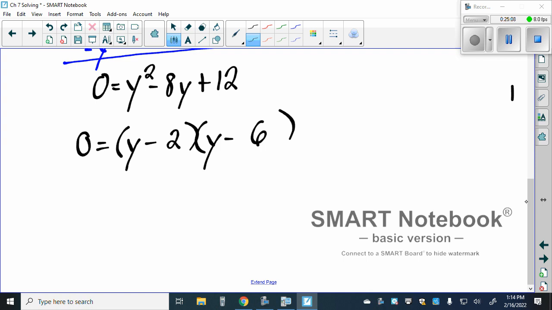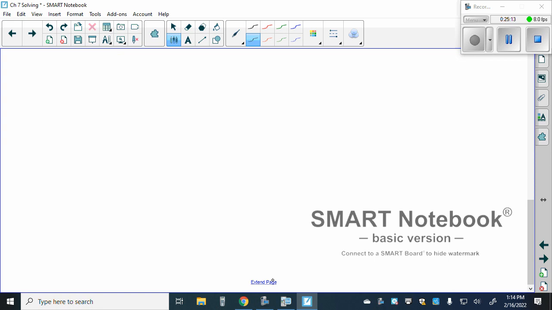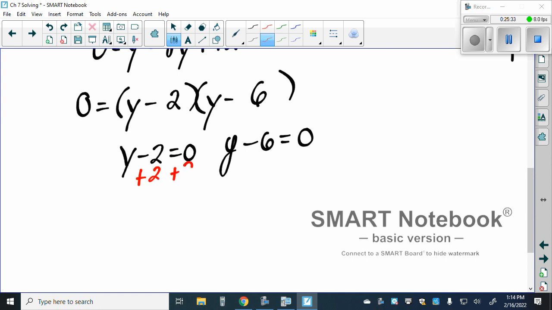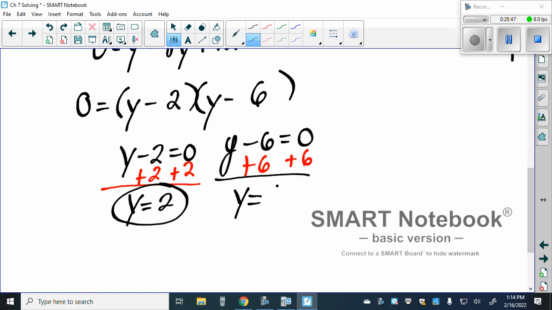Well, we have two things multiplied together to equal 0, so one of them must be 0. So either y minus 2 is equal to 0 or y minus 6 is equal to 0. Here we would add 2, so we get y is equal to 2. Here we would add 6, telling us y is equal to 6.